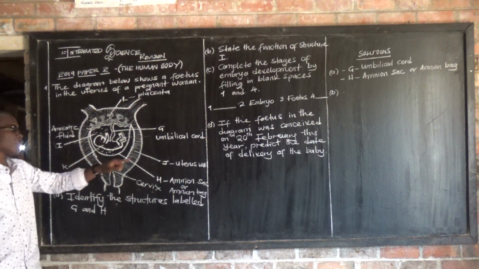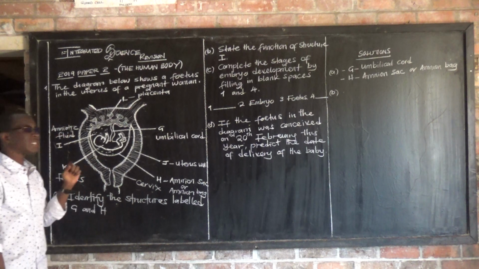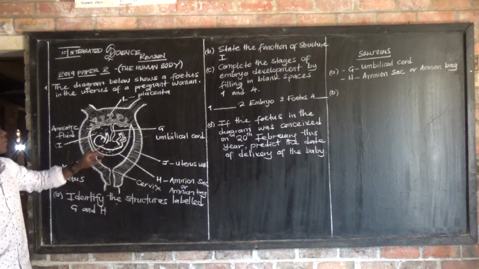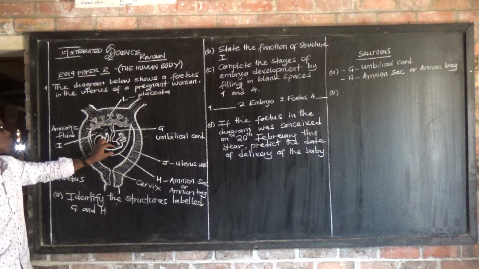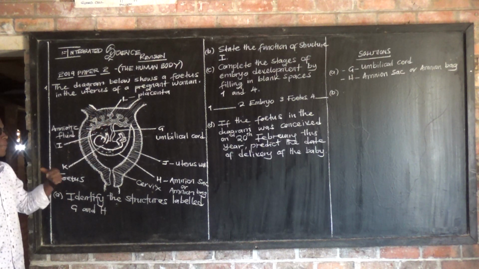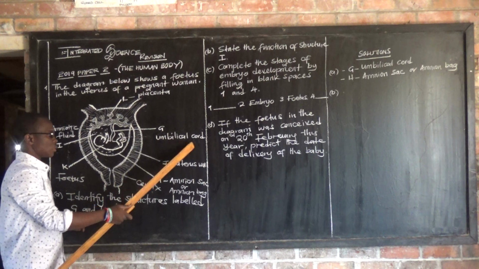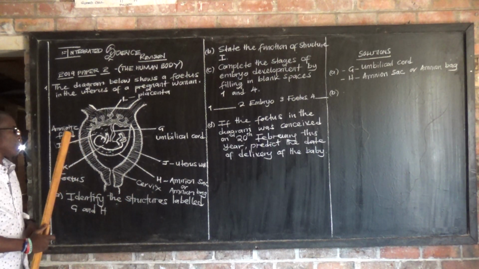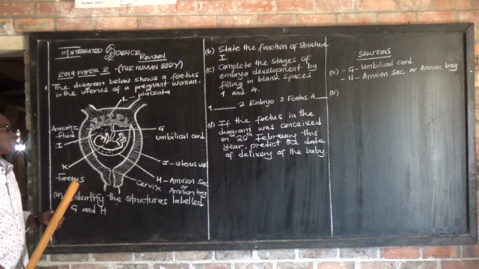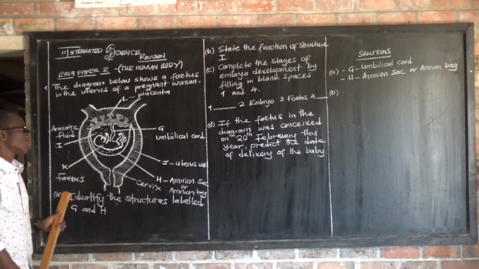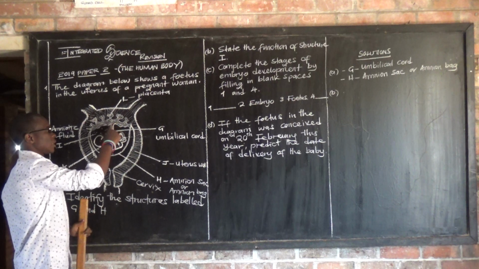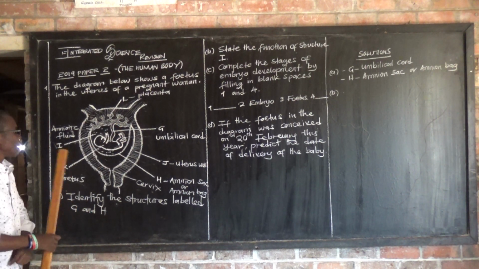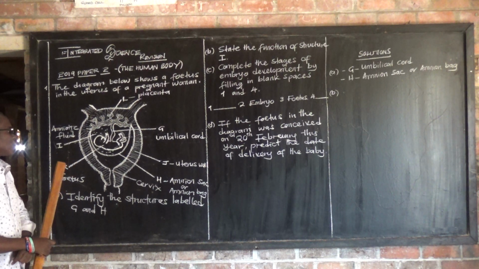Then the other function of the umbilical cord, you can say, is the passage of nutrients and oxygen from the placenta to the fetus. So nutrients and oxygen pass through the umbilical cord as they go to the fetus. So the other function of the umbilical cord is the passage of nutrients and oxygen from the placenta to the fetus. Okay?